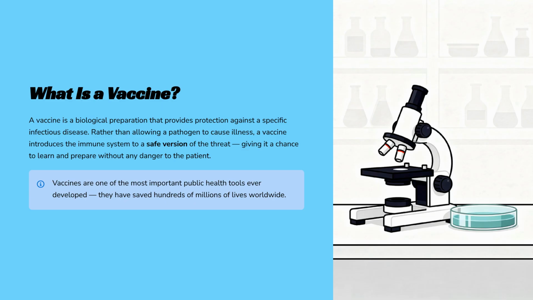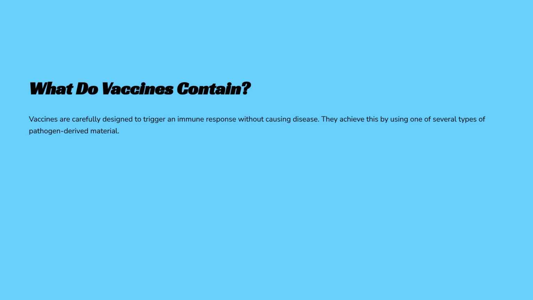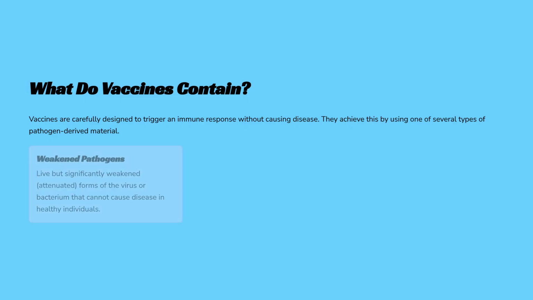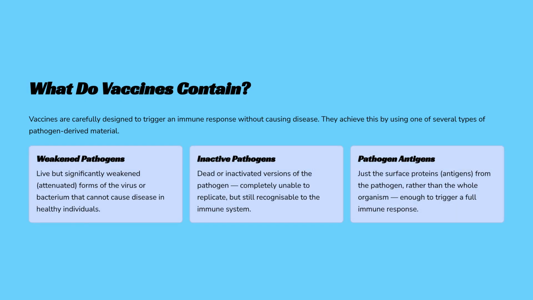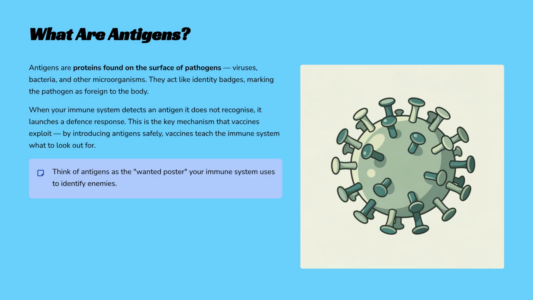What is a vaccine? It's a biological preparation that provides immunity against specific infectious diseases by introducing a safe version of a pathogen, allowing the immune system to prepare without causing illness. Vaccines use various pathogen-derived materials to trigger an immune response, such as weakened pathogens, inactive pathogens, or specific pathogen antigens. Antigens are proteins on the surface of pathogens that act like identity badges. When the immune system detects an unrecognized antigen, it launches a defense response, a mechanism vaccines exploit.